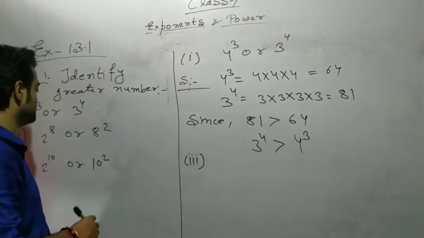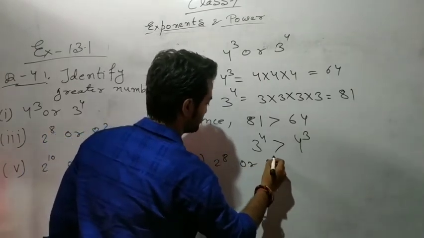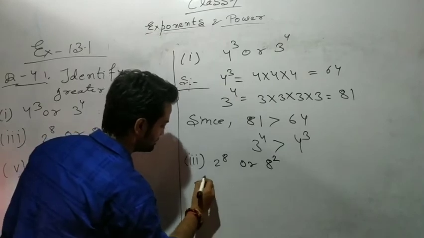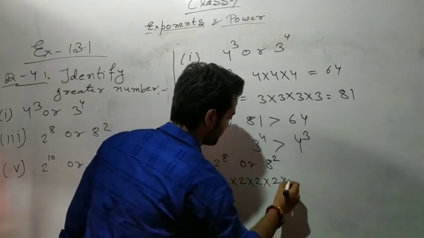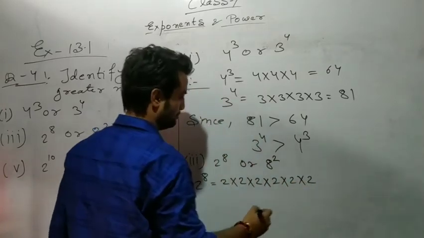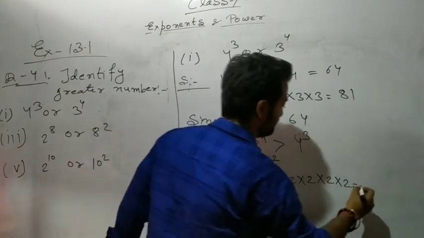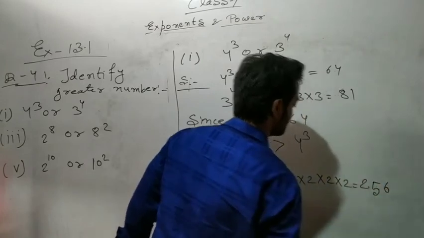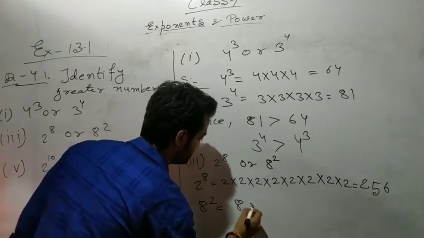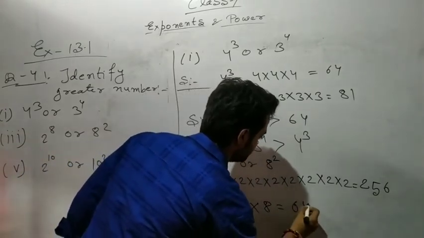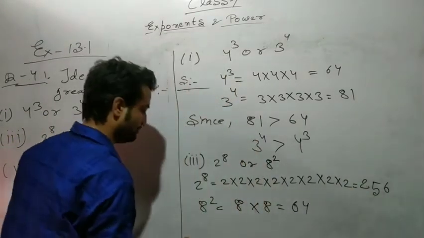In the same manner we will solve this also. 2 raised to the power 8 or 8 raised to the power 2. 2 raised to the power 8 means 2 into 2 into 2, 8 times, which gives you the answer 256. And 8 raised to the power 2 means 8 into 8, which gives you the answer 64. Clearly 256 is greater than 64.